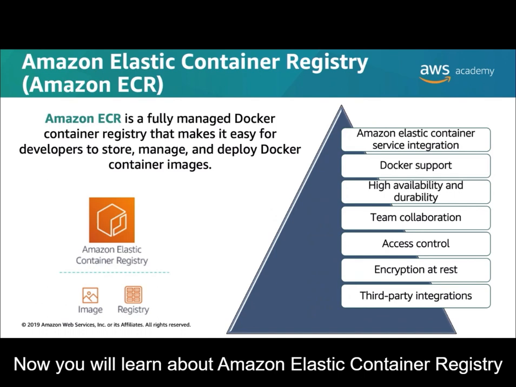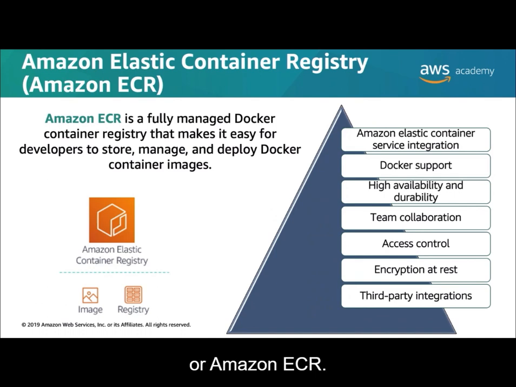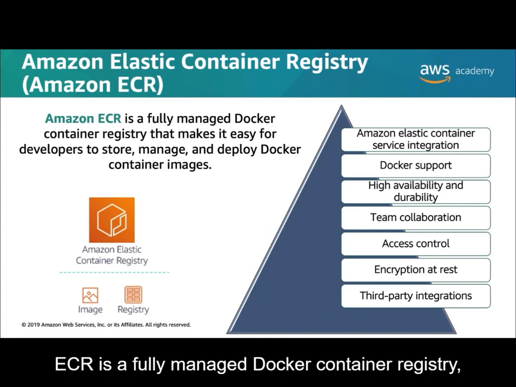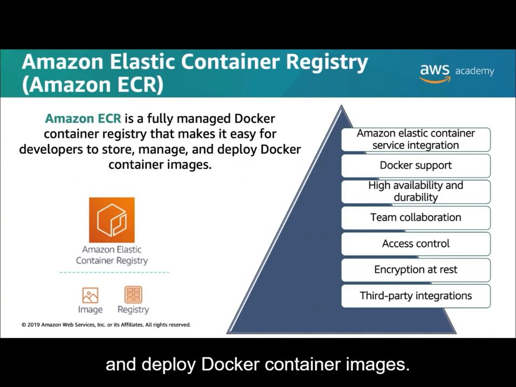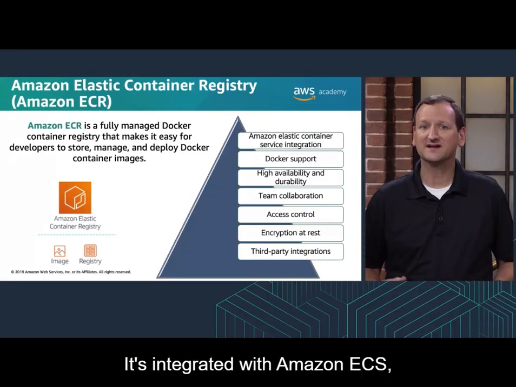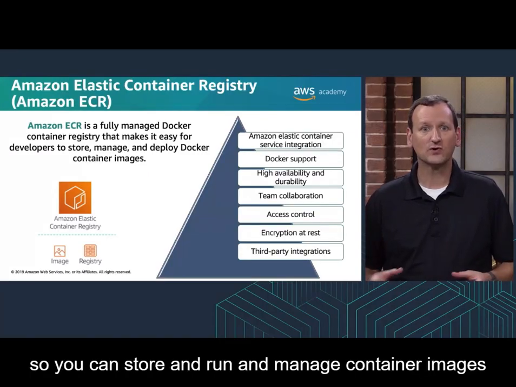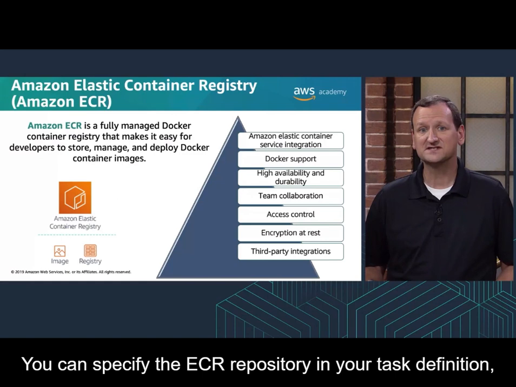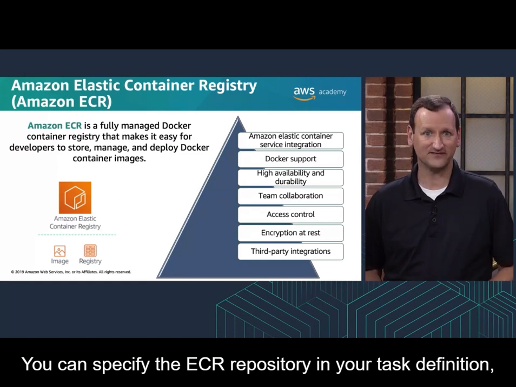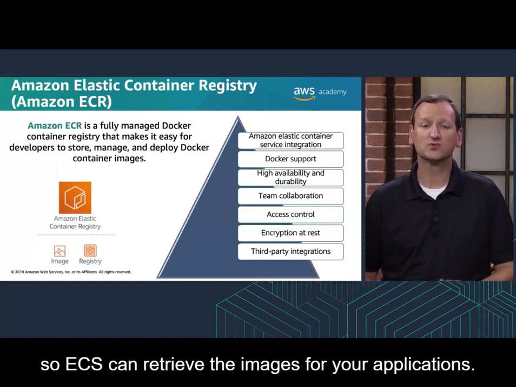Now you will learn about Amazon Elastic Container Registry, or Amazon ECR. ECR is a fully managed Docker container registry, which makes it easy for developers to store, manage, and deploy Docker container images. It's integrated with Amazon ECS, so you can store and run and manage container images for applications that you run on ECS.